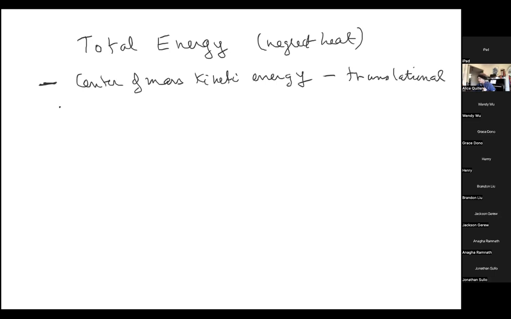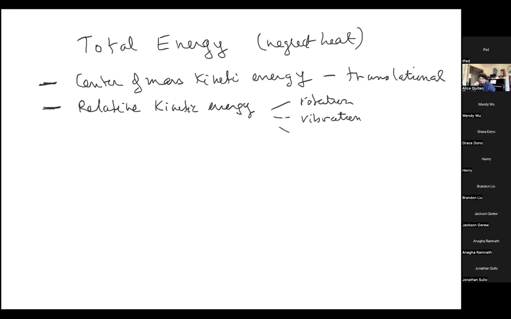Then we have the relative kinetic energy. This is each particle with respect to the center of mass. If it's a two-particle system, you can write it in terms of the reduced mass. This includes rotation and vibration, and it could include tidal deformation, any kind of deformation.